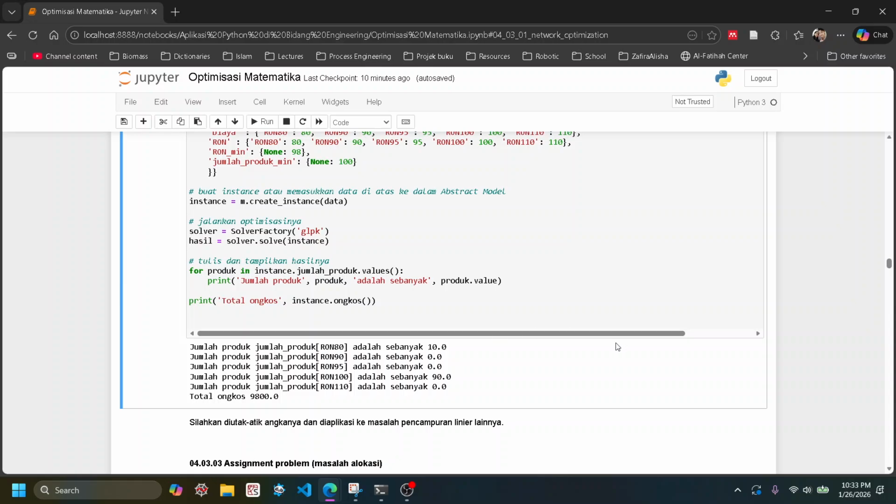So that's very simple, but something that we can expand to many other similar linear mixing or linear blending problems as well. So I think that's all for today.